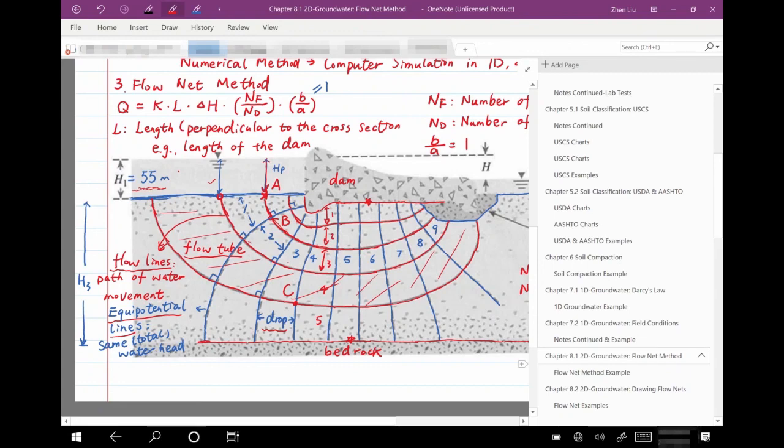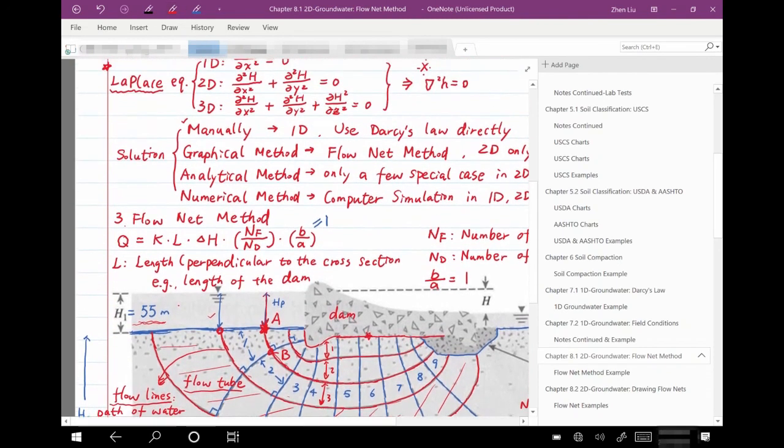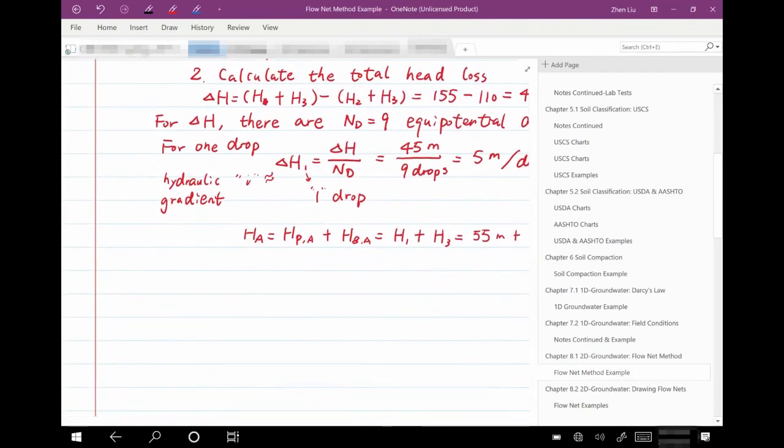And from point A to point B is here. How many drops do we have from A to B? One drop is just the distance between two neighboring lines. So just from this line, the first blue line, to the second blue line. So there's only one drop. So from A to B, there's only one drop.